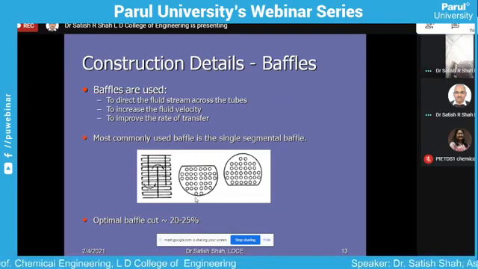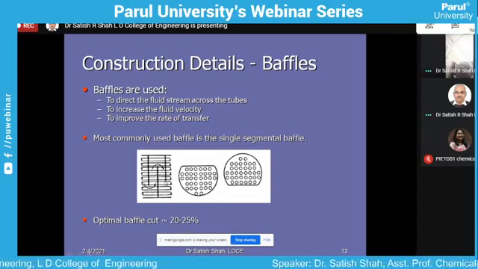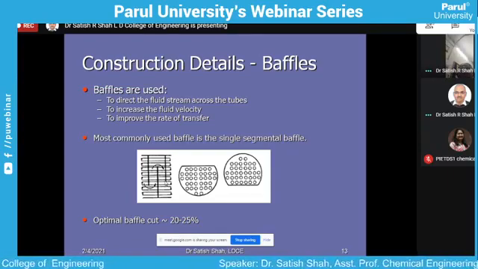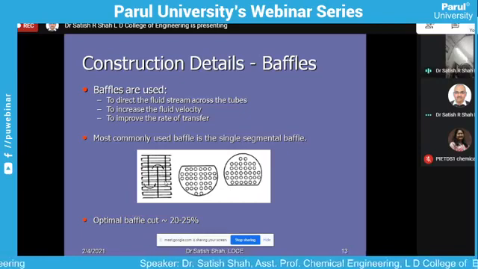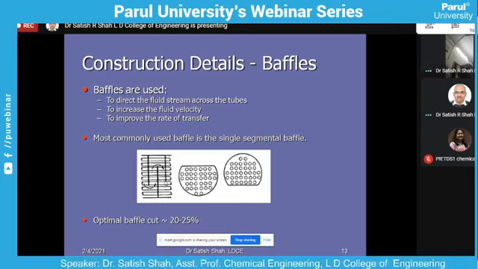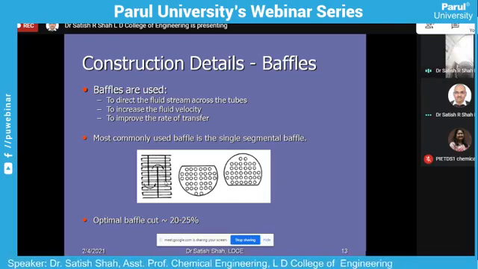It is shown here, the flow pattern. Regarding baffle cut, I told you that as per Tema they have fixed 25%, but we can change it, and we sometimes vary it from 20% to 45%. But according to them the optimum baffle cut is 20 to 25%, which we have to verify based on the pressure drop.